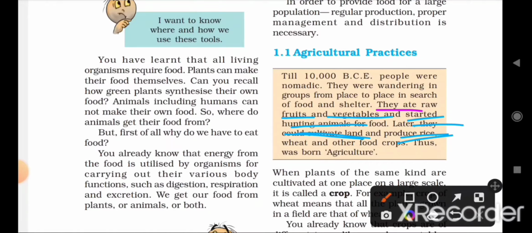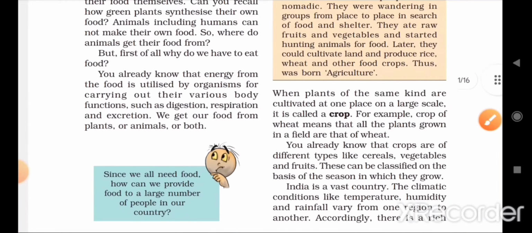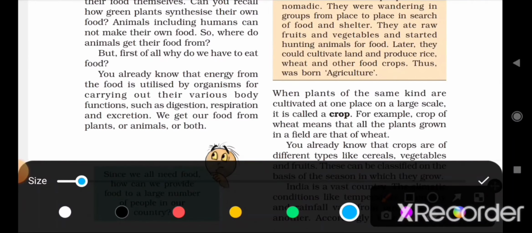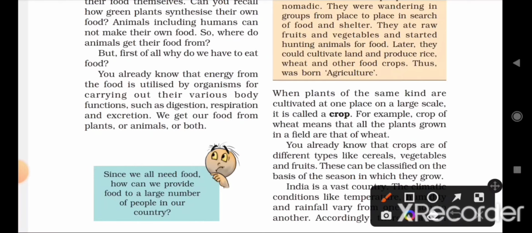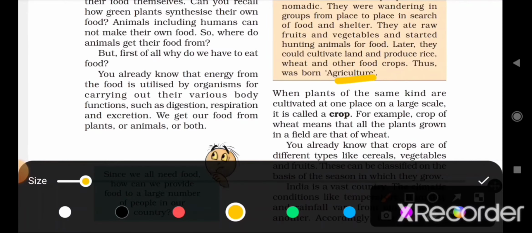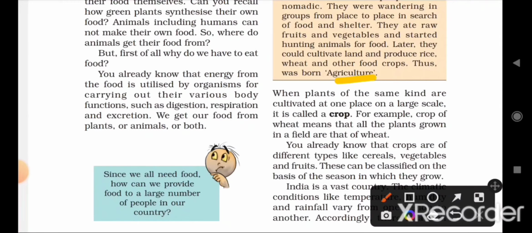Cultivate means agriculture. They produced rice, wheat and other food crops. They were not producing only rice, they also produced wheat and other food crops. Thus agriculture was born. As humans evolved, they became very conscious about agriculture, and they grew different types of rice, wheat and crops for their food.